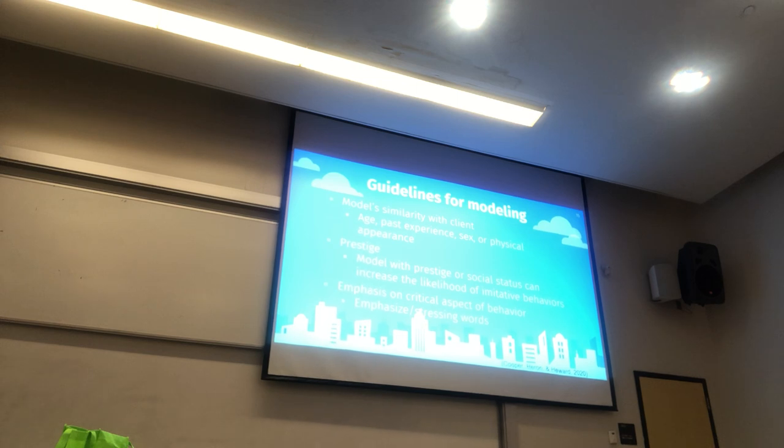Prestige, so a model with prestige or social status can increase the likelihood of imitative behaviors. So going to like a basketball example, if you're gonna show them a video of LeBron James shooting a free throw, it's much more likely that they'll engage in a correct response than if you show them me shooting a free throw.